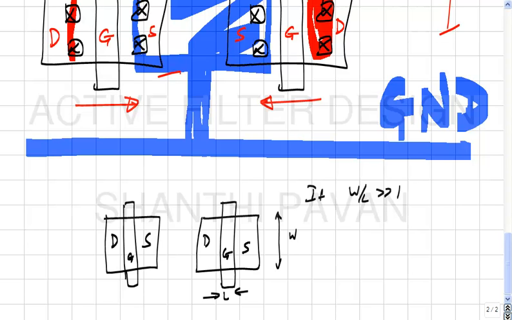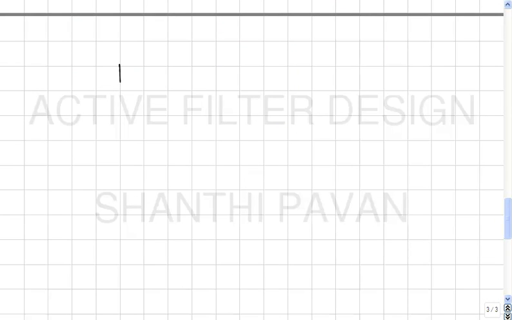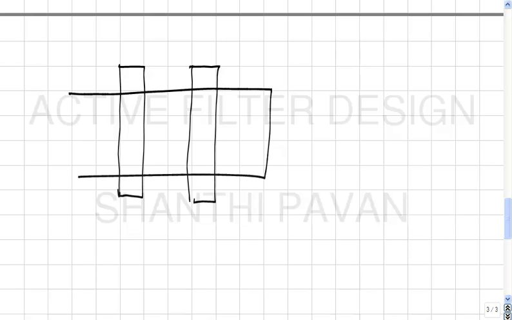Okay. So the solution is therefore to use, for example, let's say you want to realize 10 by 0.18, and if you don't like the aspect ratio, you can realize it as two transistors in parallel, and the gates of the transistors are identical.